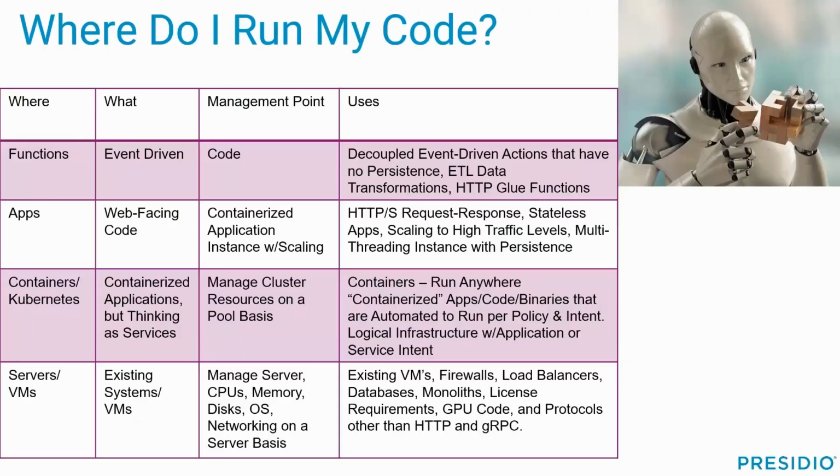So let's go through a little set of charts here about where you run your code, right? So we start at the bottom left, right? We've got servers or VMs. They run existing servers, existing systems, VMs, large databases, and you manage that by managing at a server level where you define CPUs, memories, disk, you load an operating system, you define the networking on each one of these servers or virtual servers, right?